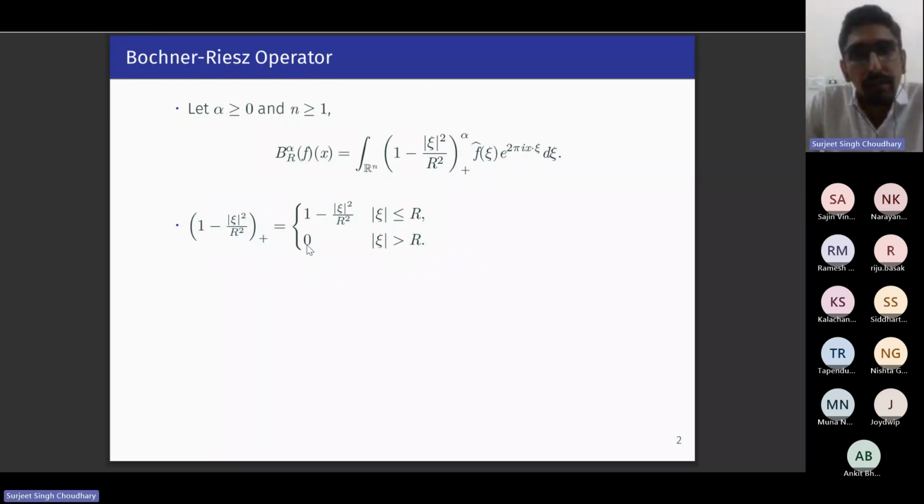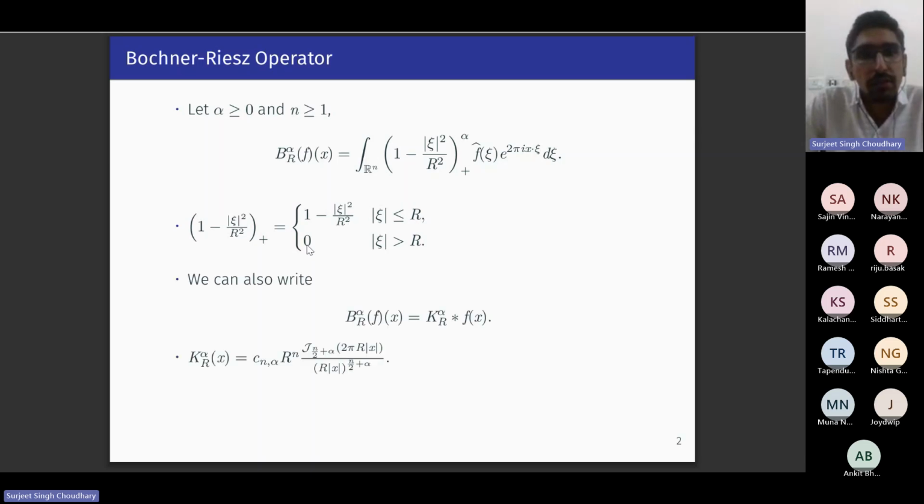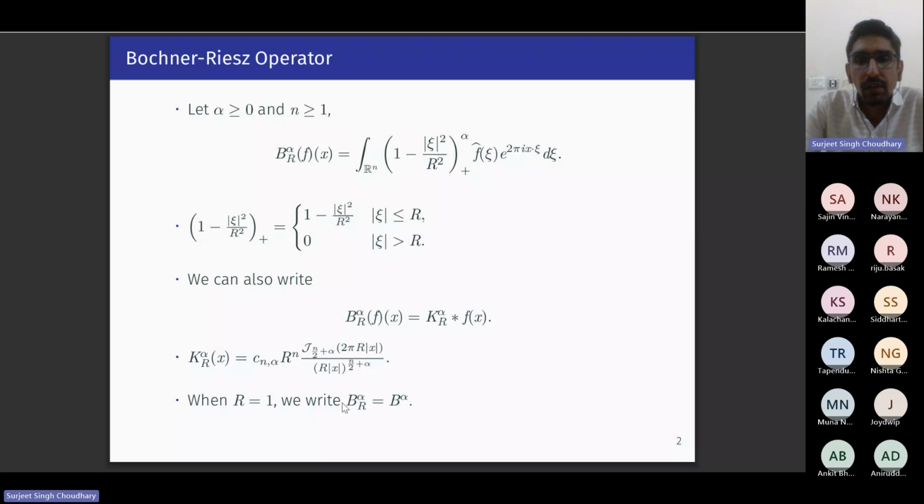We can rewrite these multiplier operators as convolution operators. We can write the Bochner-Riesz operator as convolution with a kernel K_alpha,R given by some constant depending on the dimension n and the exponent alpha, times R to the power n, times the Bessel function of order n/2 plus alpha evaluated at 2πR|x|, divided by (R|x|) to the power n/2 plus alpha. Throughout the talk, we'll be interested in the Bochner-Riesz operator only for the case R equal to 1, and we will denote B_alpha,R for R equal to 1 by B_alpha.